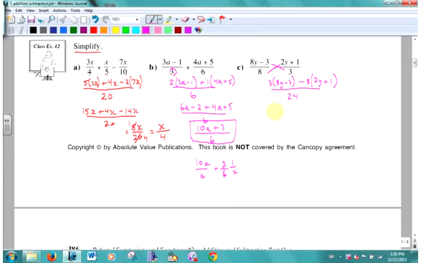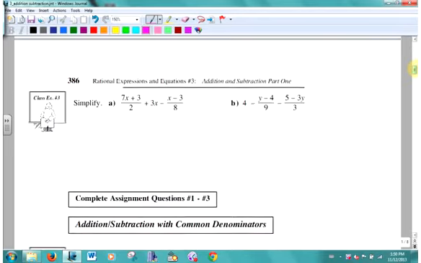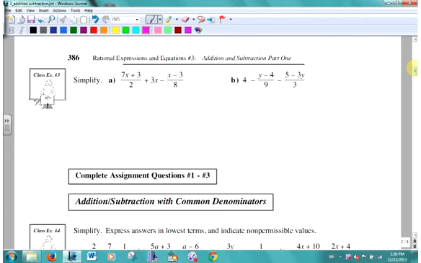Okay, well, whatever. 8 times 3 is 24y minus 9 minus 16y minus 8 all over 24. Okay, how many y's do I got? 24 minus 16 is 8. Minus 9 minus 8 is minus 17 over 24. 17 is a prime number, so that one's done. Just a couple more, and you can practice on your own.